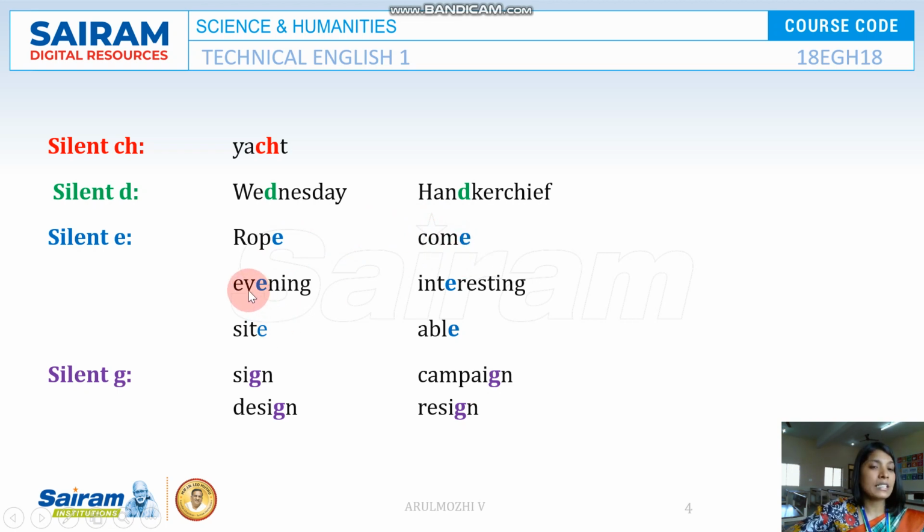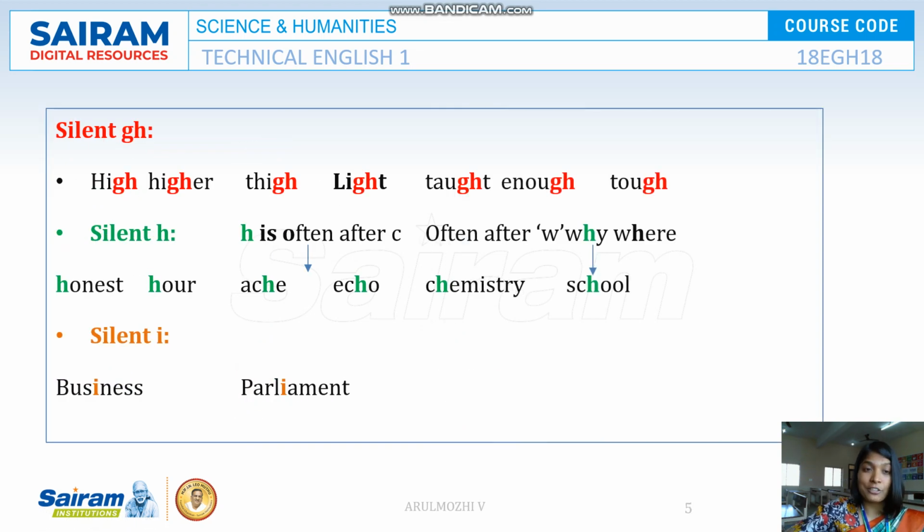The silent E also occurs in the middle, as in evening, and it is interesting, as in sight and able. The next one is silent G, as in sign, campaign, design, resign. We don't pronounce G there, but we obviously have to write it in written language, otherwise it will be considered a mistake. As we omit the sound, we don't need to omit the letters in words when we write.